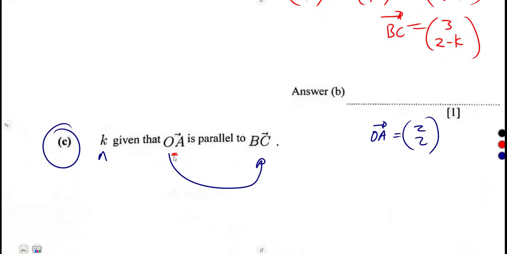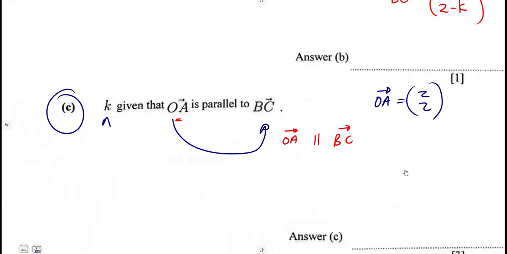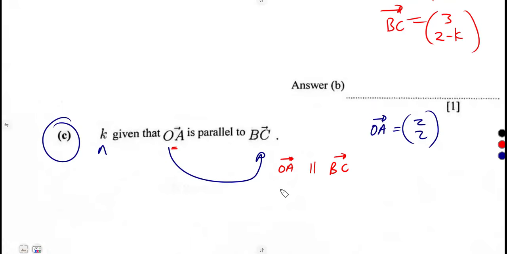So what is the relationship between parallel vectors? You must know that if two vectors are parallel, if OA is parallel to BC, they must be related by a constant. So you can choose any constant of your choice. Since we have K already, we cannot use K, we can choose another constant, maybe H. So vector OA is equal to H times vector BC. If two vectors are parallel, one has to be multiplied by a constant to give another.